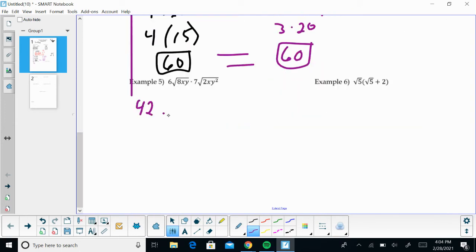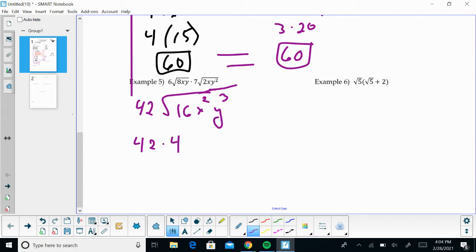Then I have the square root of 8 times 2, which would be 16, x times x squared is x to the third, y times y squared is y to the third. Before I'm finished, though, I need to simplify. So I'm going to bring down my 42. What's the square root of 16? Do we know that off the top of our heads? We do. That is 4.